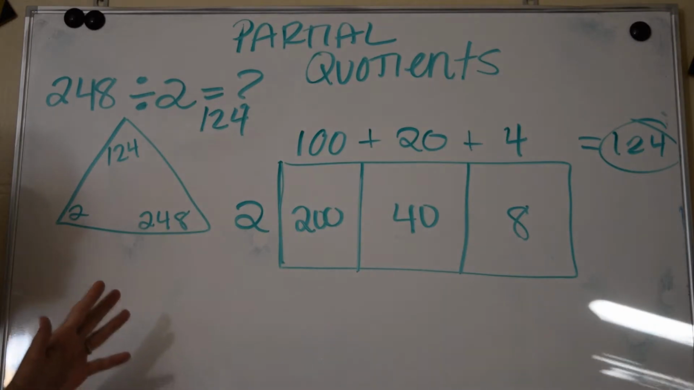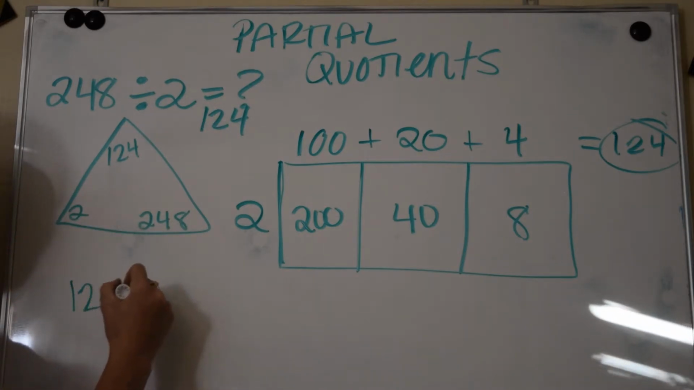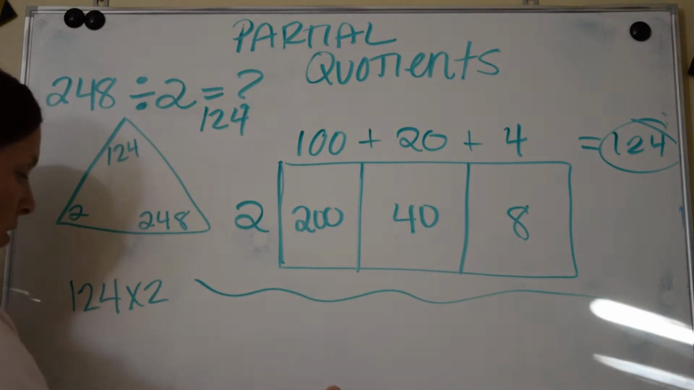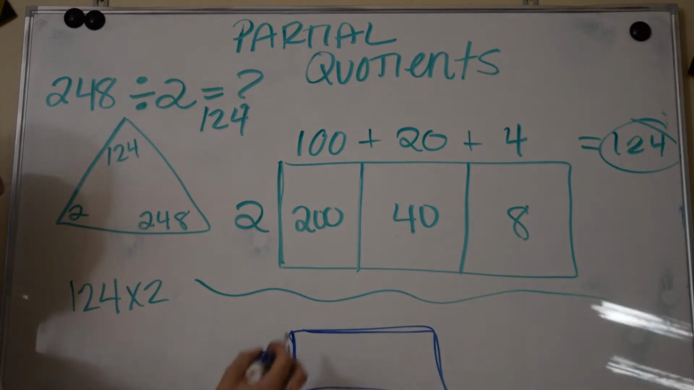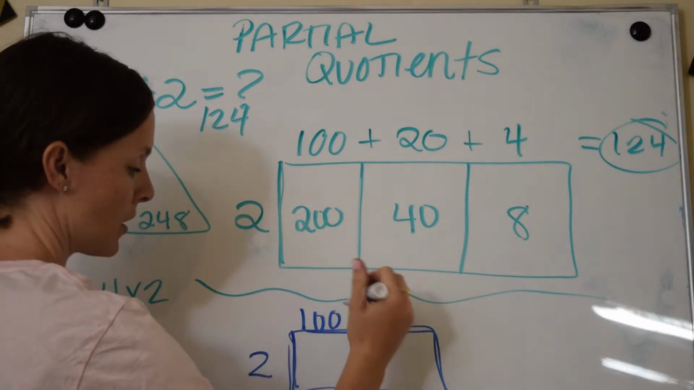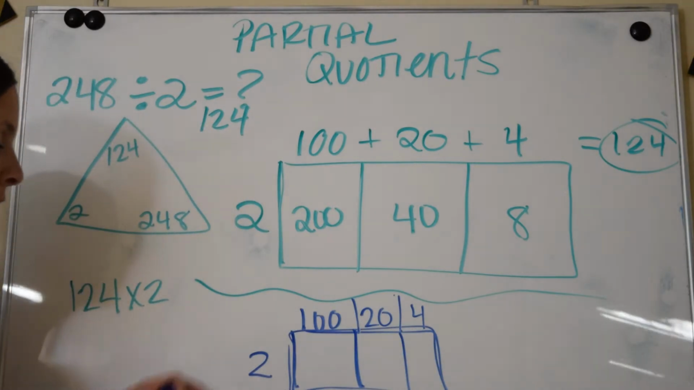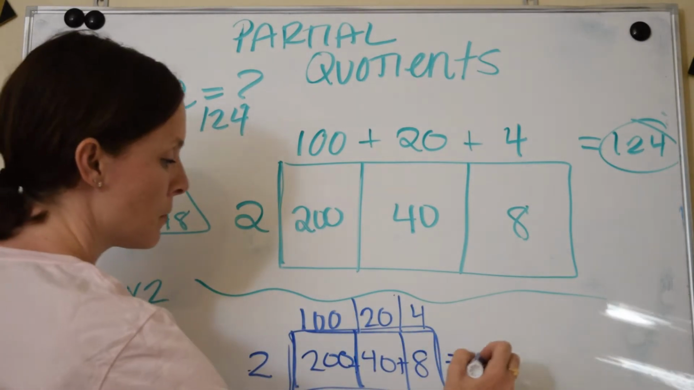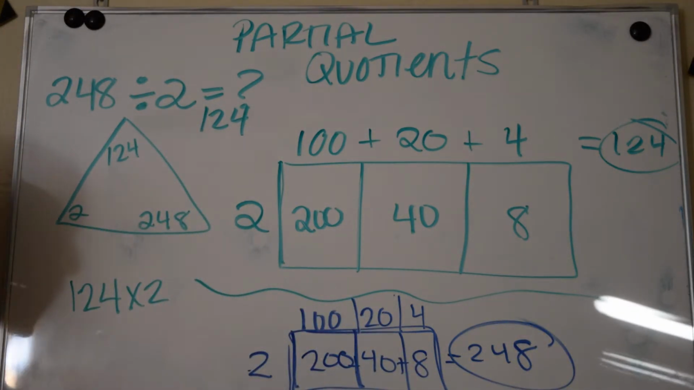I want to show how this connects to multiplication by going backwards. What if we had 124 times 2 as our problem? Remember we did that with multiplication. We still had our rectangle, but we're going the other way, right? We had 2, but we had to break up 124 up here. So we had 124, and we need to now fill in these blank spots. 2 times 100 is 200, 2 times 20 is 40, and 2 times 4 is 8. And our answer would be 248. And that is correct. That is our fact family. That is going backwards, showing that, again, the fact family works with division and multiplication.